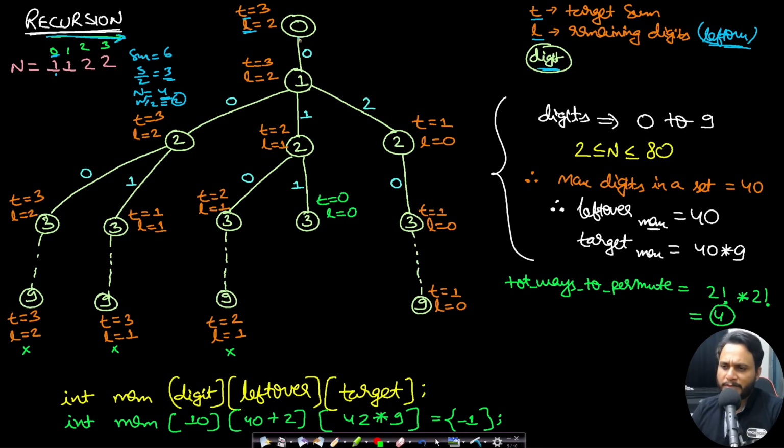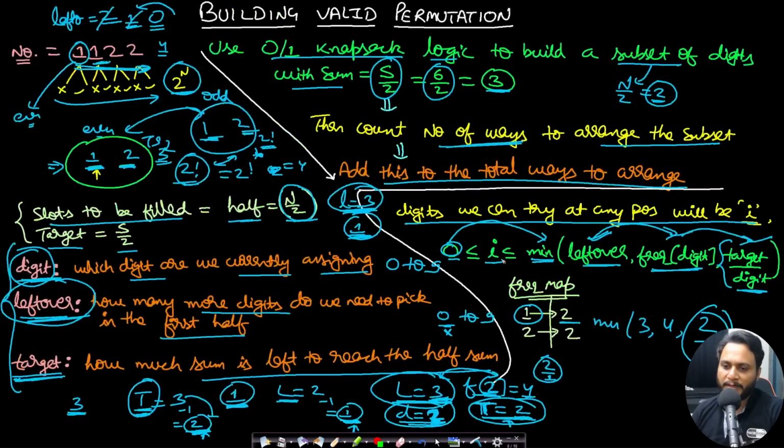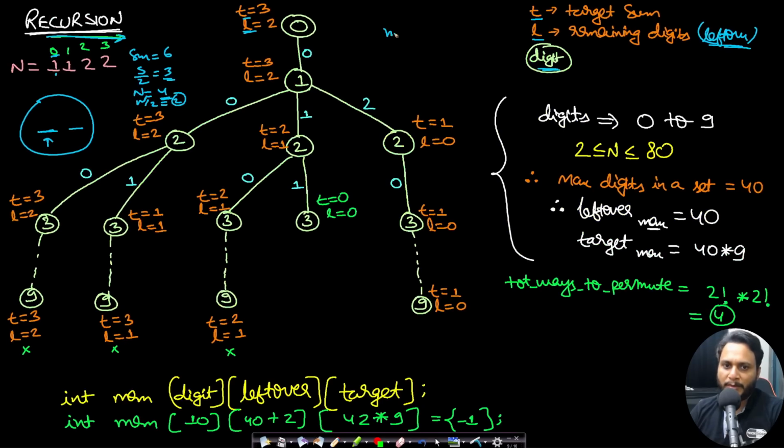Now if you start trying the values for the first position, what will be the subset size? The subset size will be 2, and if you start with the first position, then what all numbers will you try? It will be 0 to the minimum of leftover, frequency of digit, target by digit. So the minimum of, what is the leftover? The leftover value is 2, comma, leftover value is 2.